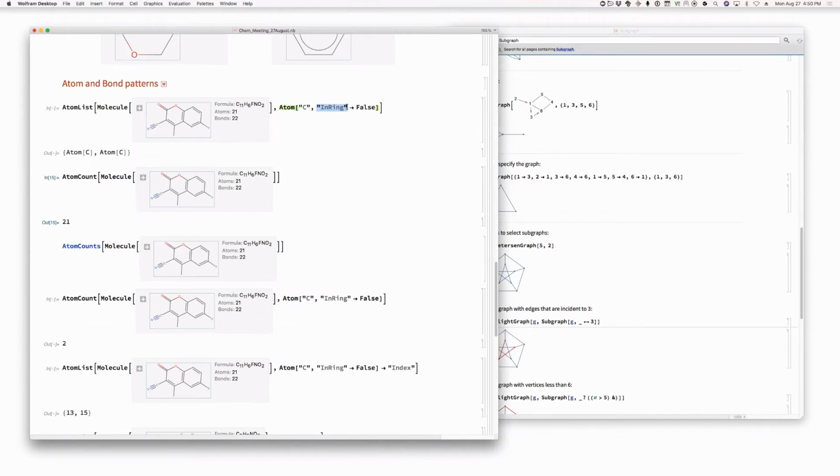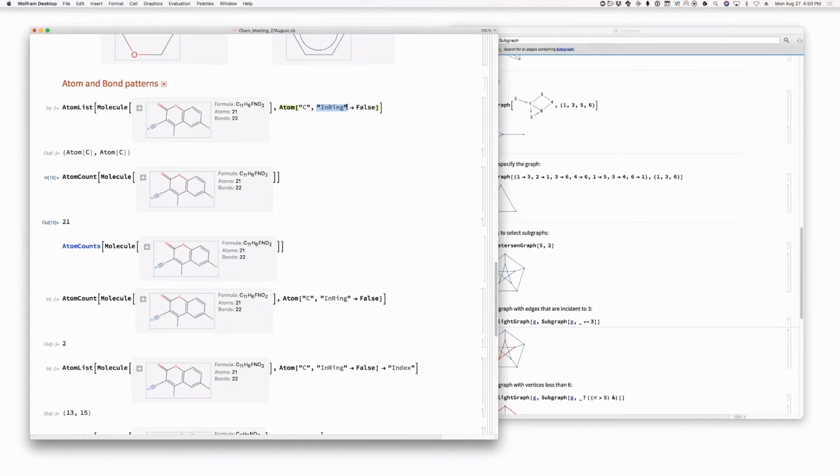I don't like in-ring because it's a different form. It would be something like ring element or ring atom. Cyclic or acyclic would be more conventional. Okay. So it's a Boolean property, a property that you can ask. What do you mean you can ask? How can you ask?